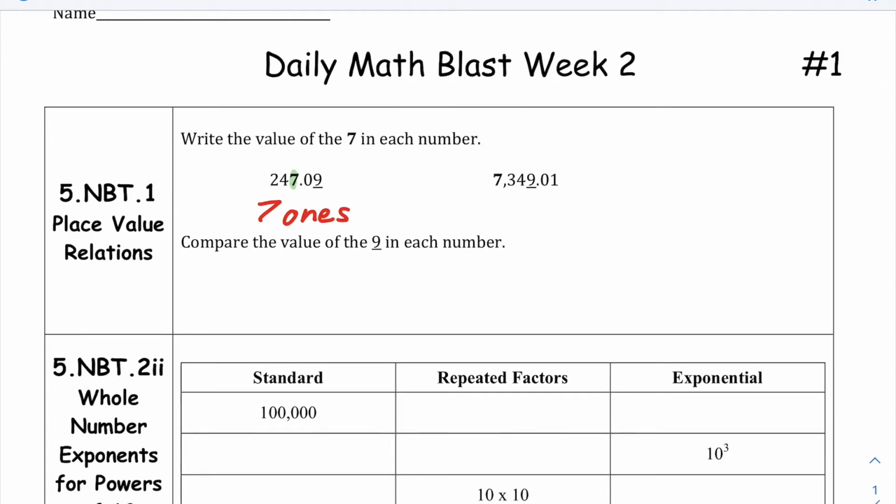The 7 in the next number, right here, that is in the thousands place. Therefore, the value or worth of that digit is 7 thousands.